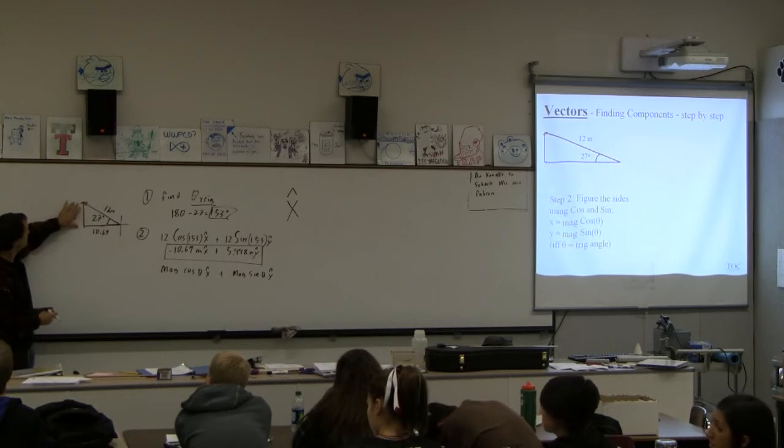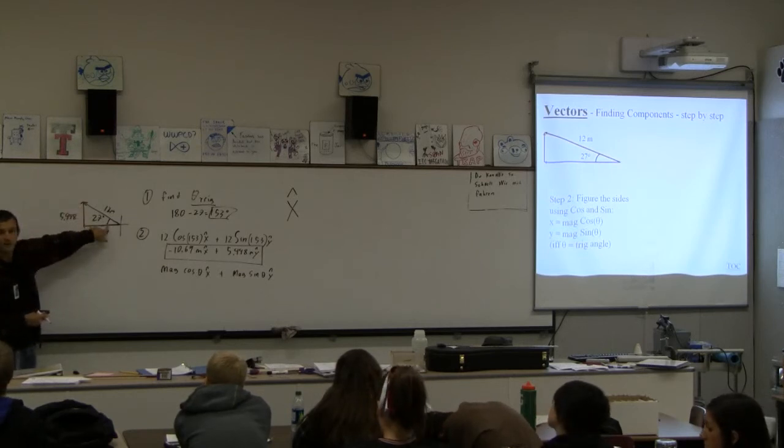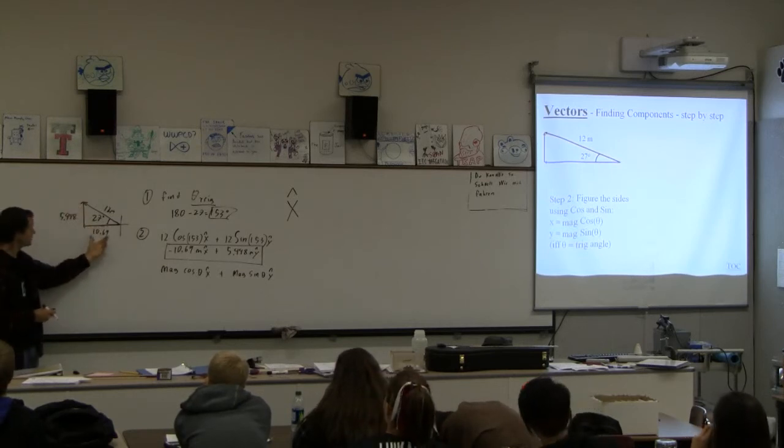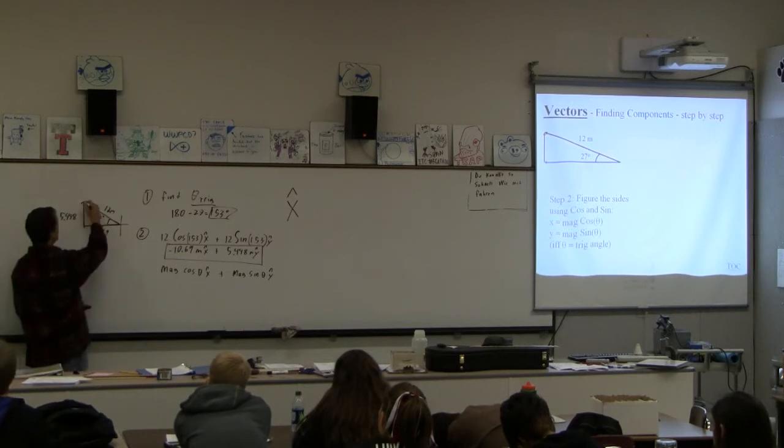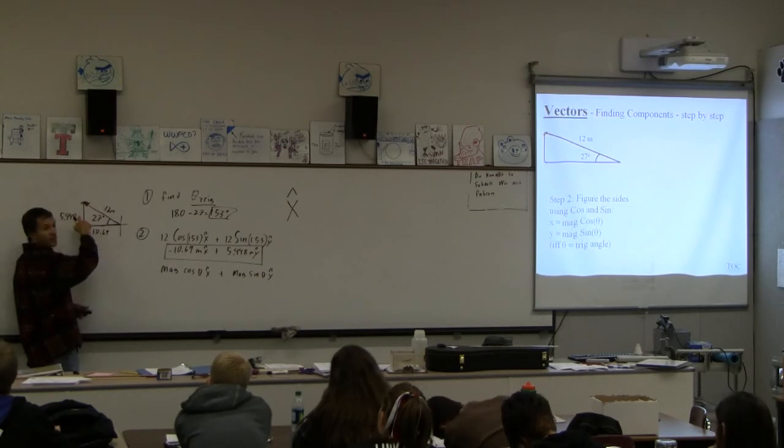Okay, so this side should be shorter than this side, yes? Is it shorter? Is this number bigger than that number? Seems to be that way. Yeah, it is that way. So that's good news, right? Okay, here's the second thing. Notice that this vector goes up and to the left. Are our components up? Is this a positive component?